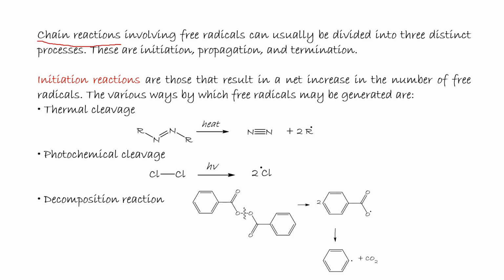A chain reaction involving free radical can usually be divided into three distinct processes. Number one, initiation. Number two, propagation. Number three, termination. Initiation reactions result in a net increase in the number of free radicals.